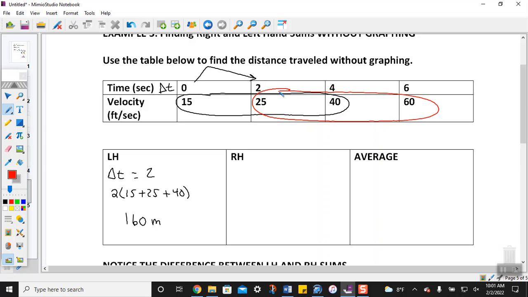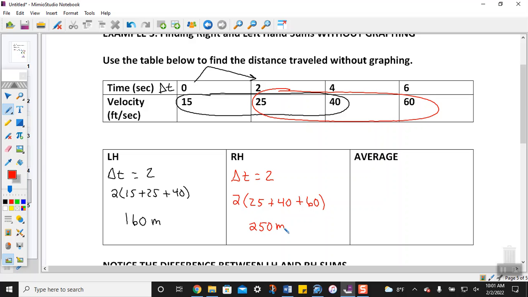What's your change in time again, kids? Delta t is a 2. So we're going to go 2 times what 3 right-hand values in this particular case? 25 plus 40 plus what? 60. Okay, I'm not a rocket scientist, but I think that 25, 40, and 60 add to 125. And then 125 times that 2 would get you up to 250.